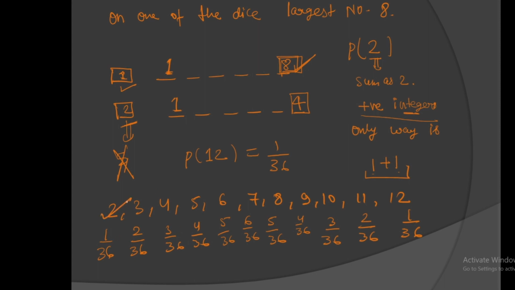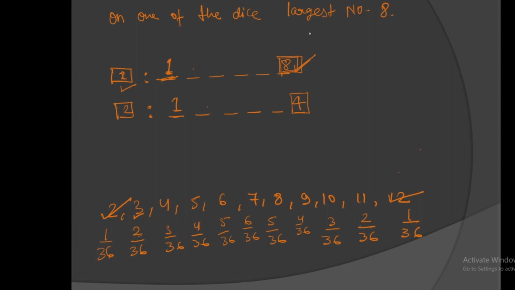So we have checked for the number 2, and we have checked for the number 12 also, right? So now for the number 3, let me clear this space. For getting the probability of sum as 3, I'm not writing "sum as 3" again and again. So here the probability of getting sum as 3 will be how much? It is 2 by 36.